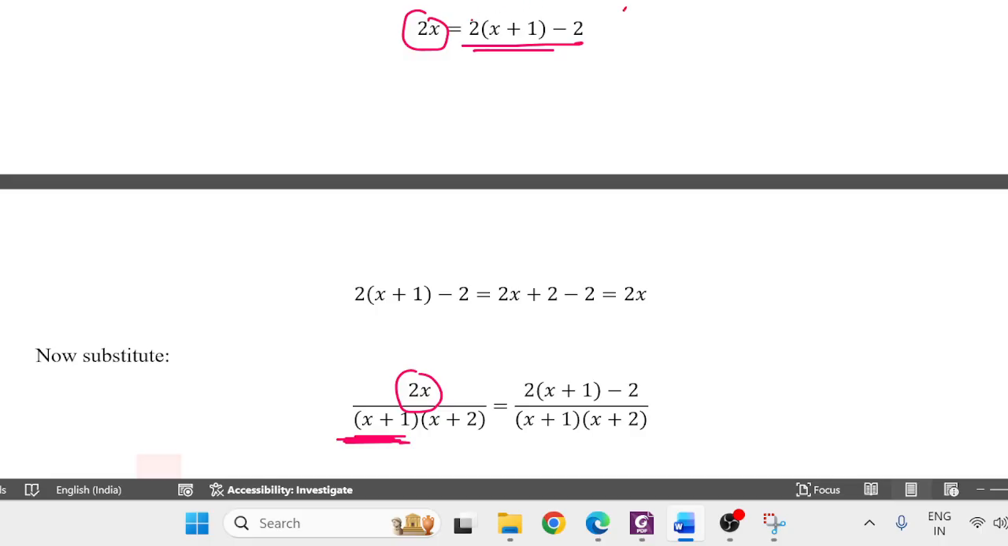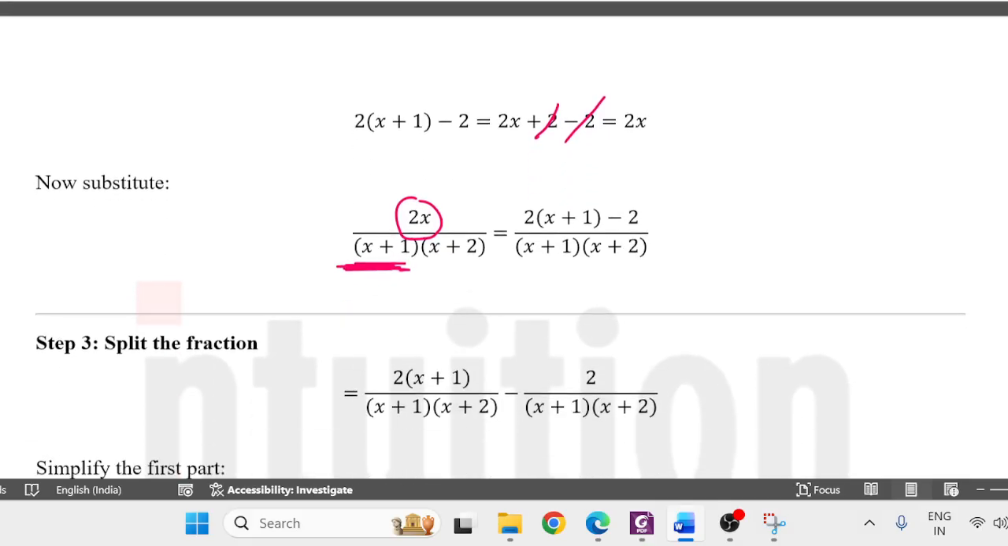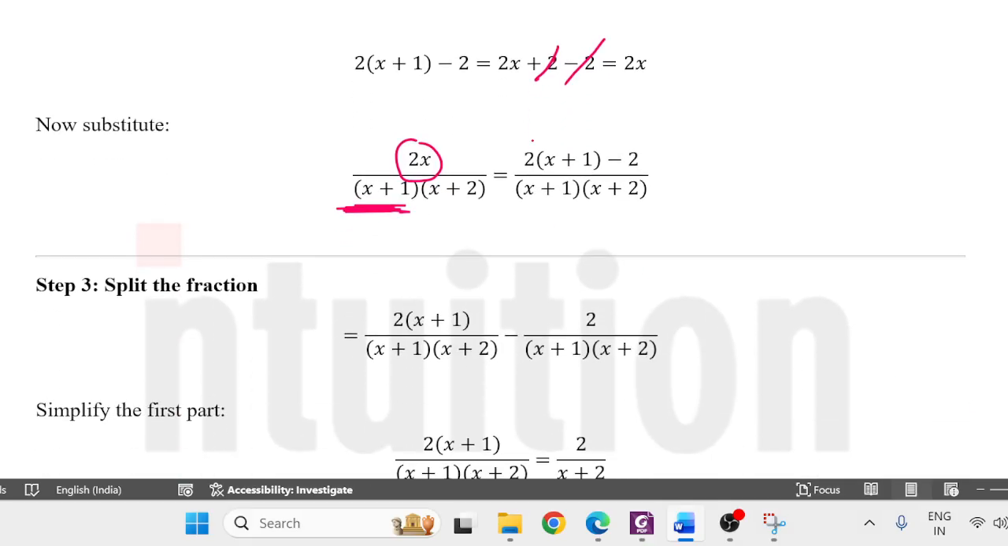Why minus 2? If you open the bracket, it will become 2x plus 2 minus 2, so this gets cancelled and it comes to 2x. So the numerator is 2x, written as 2 times (x plus 1) minus 2. The objective is very clear because we want to cancel this x plus 1.